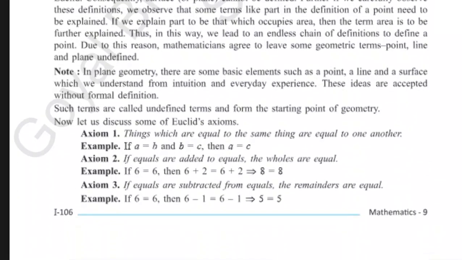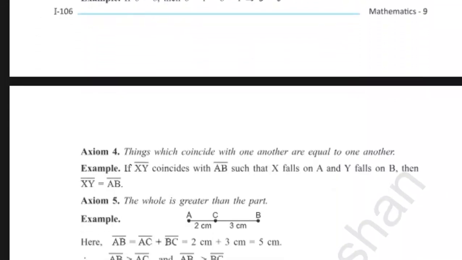We studied axioms 1, 2, 3 and 4: things which are equal to the same thing are equal to one another. When equals are added to equals, if 6 is equal to 6 and you add 2 to both sides, then you will get 8 equal to 8. If equals are subtracted from equals, then the remainders are equal. Things which coincide with one another are equal to one another. And also we know that the whole is greater than a part.